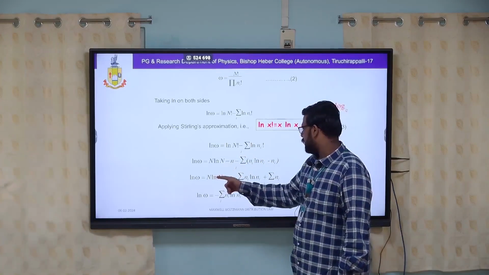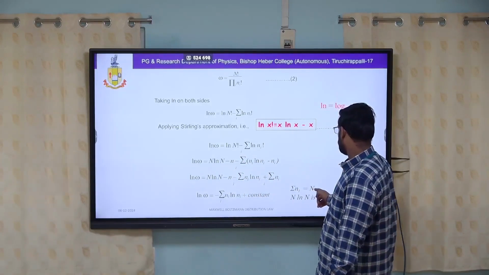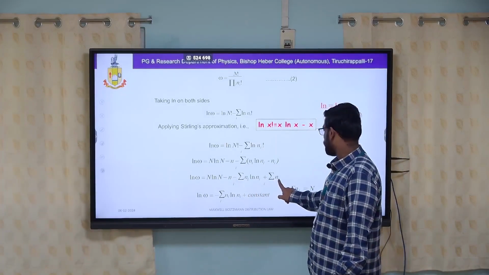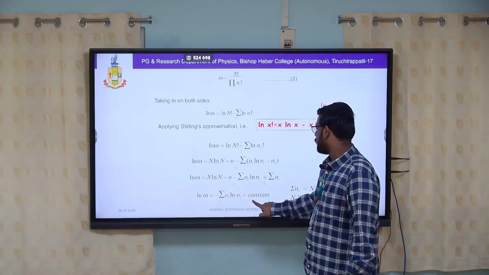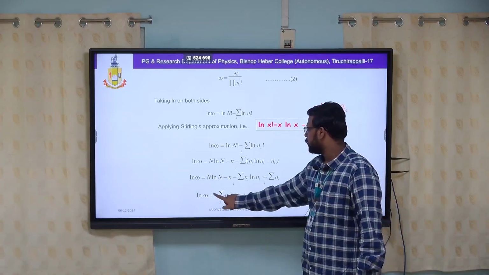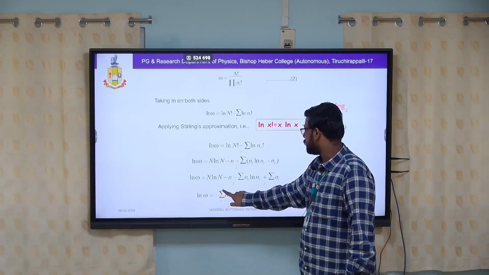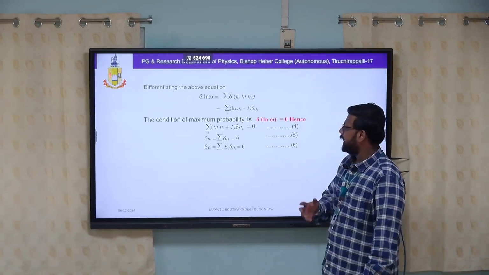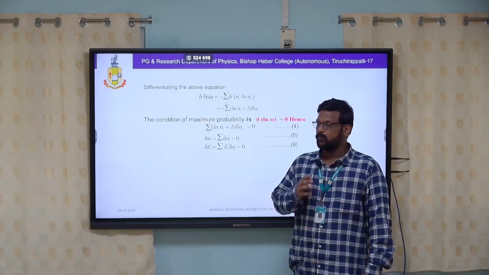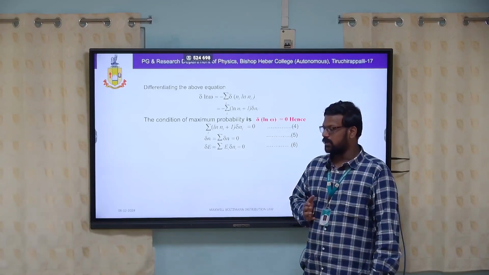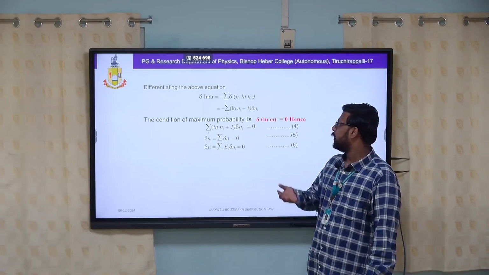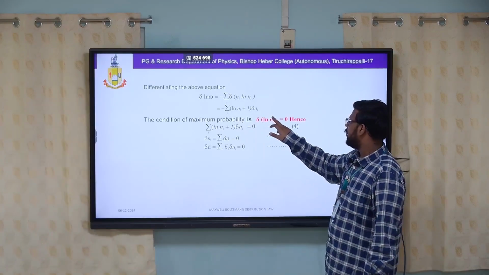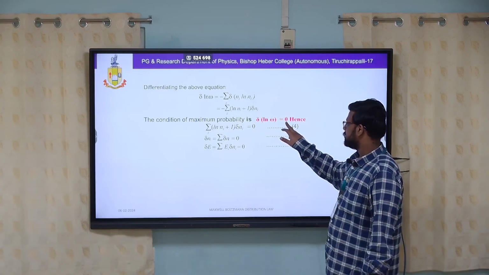And then I am expanding this, and you know that summation of ni is equal to capital N, so this N and this ni will get cancelled, and the remaining N ln N will be considered as a constant. So ln omega is equal to minus summation ni ln ni plus constant. The idea is I need to obtain the most probable distribution, and the probability should be very high. In order to achieve the maximum probability, the condition is that the differentiation of ln omega is equal to 0.